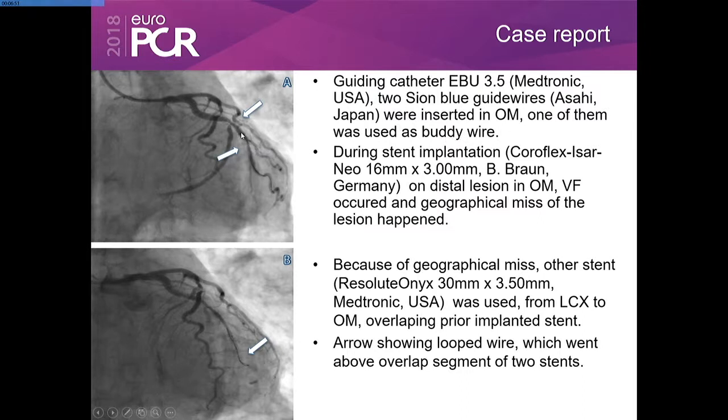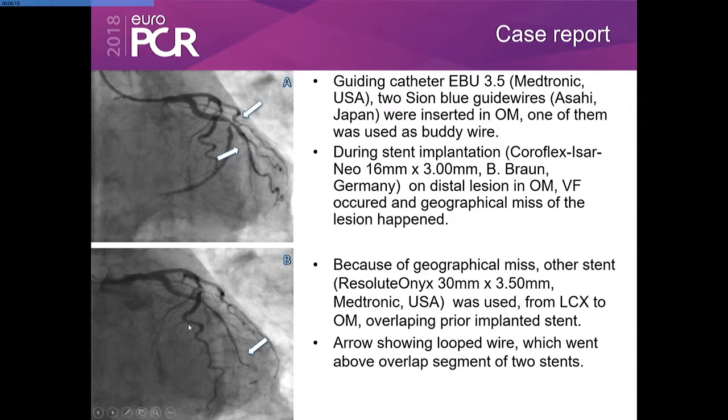The plan was that first we would stent the distal lesion of the marginal branch, and after that treat the bifurcation lesion of the circumflex artery. We implanted a direct drug-eluting stent, 3.0 by 60 mm, on the distal marginal branch, but during that implantation ventricular fibrillation occurred, the stent moved, and a geographical miss happened. Because of that, we decided to implant another stent from circumflex artery to marginal branch, overlapping the prior stent.